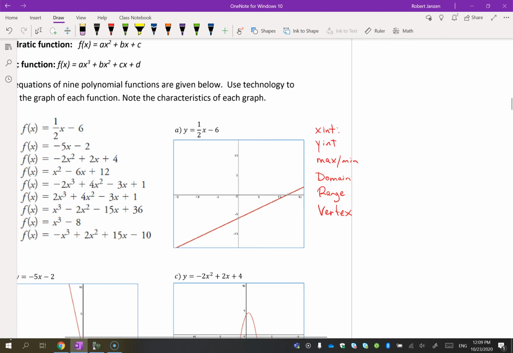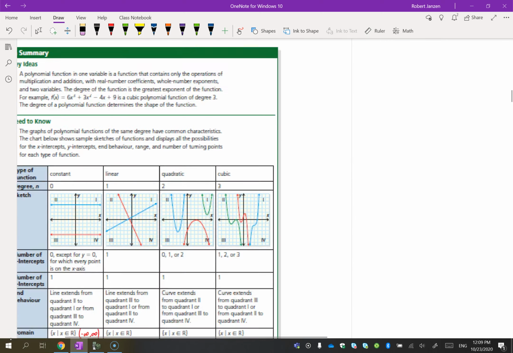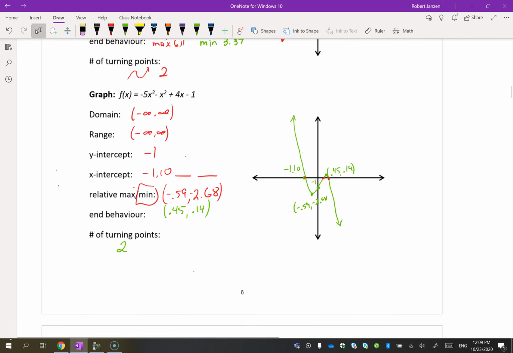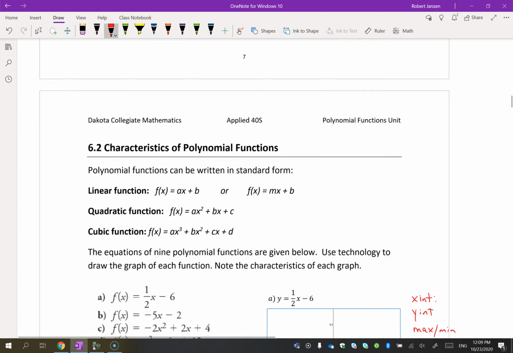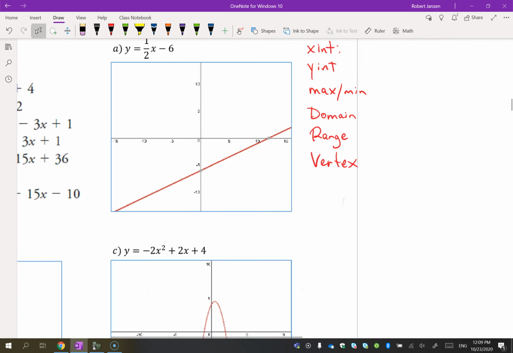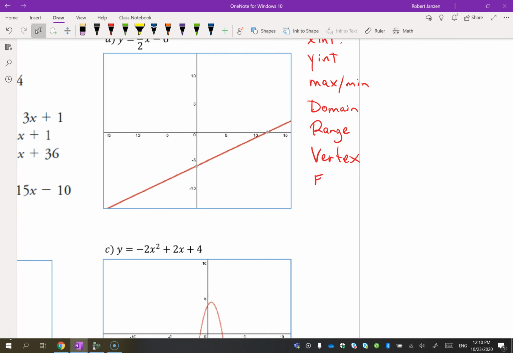Okay, so basically we're doing the same thing that we were doing in the last unit, where we had domain, range, X-intercept, Y-intercept, the relative max, min, end behavior, and number of turning points. Honestly, the end behavior and turning points are not as important to me. You can do those as well, but really focus on using the calculator and figuring out the X and Y intercepts.